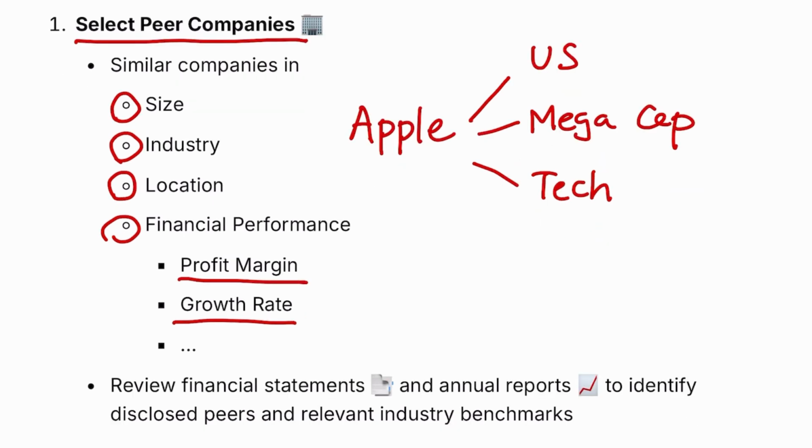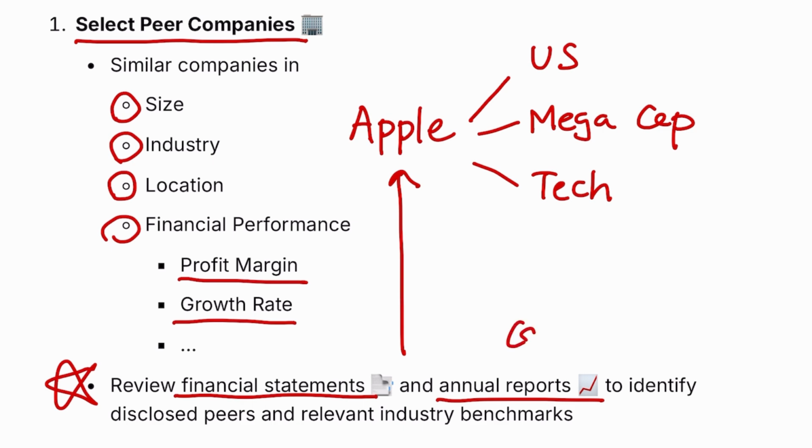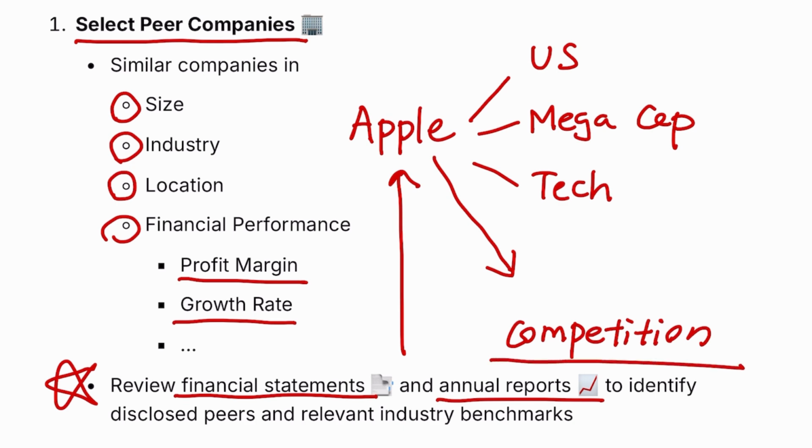One tip I can provide is that sometimes we may review the financial statements or annual reports offered by the company to see if these reports contain a competition section. Sometimes the company may tell you their competitors, or their peers, directly. We can use the peer companies provided by the company as a benchmark.